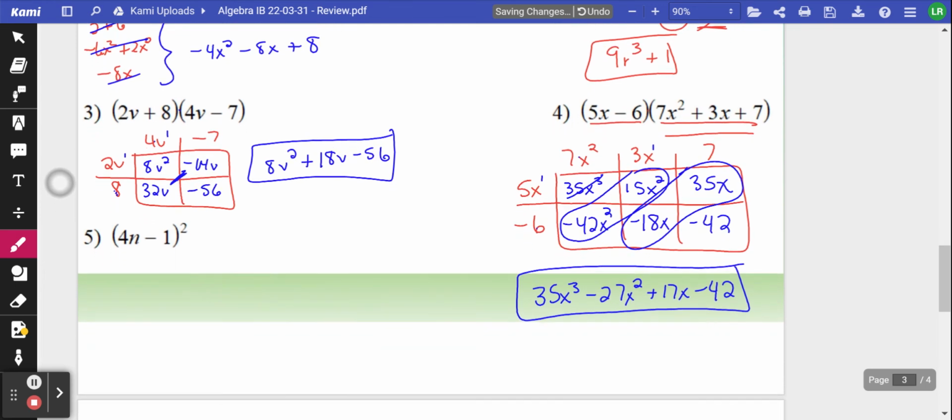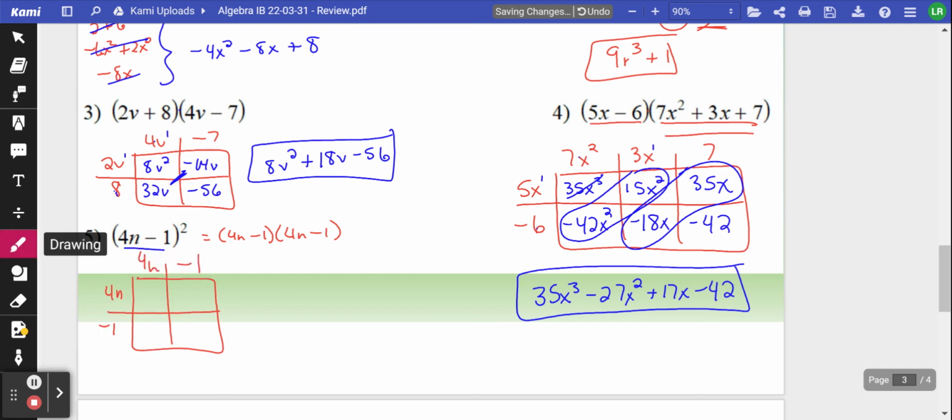Now, the last one. This is not the power property. That is a binomial. So remember, when we talked about this problem, we have to do a 2 by 2 box because it is really 4n minus 1 multiplied to 4n minus 1. You've got to do the 2 by 2 box so you make sure you do all 4 multiplications.